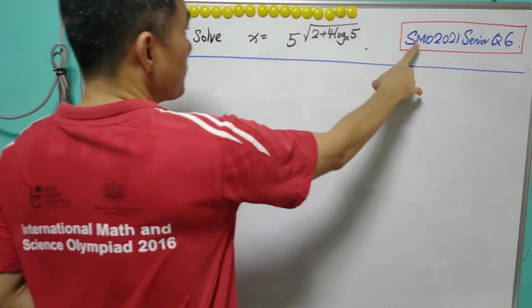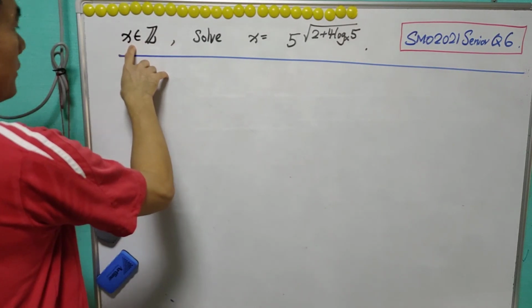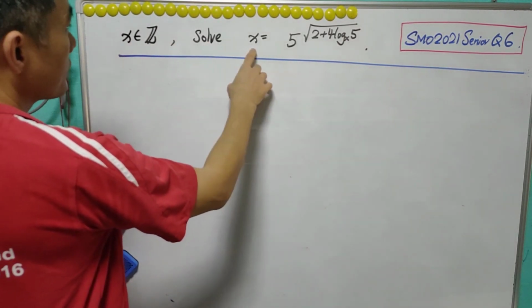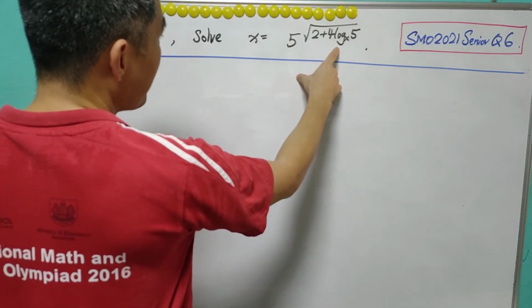So this question comes from SMO 2021 Senior section, question number 6. Given that x is an integer, we are asked to solve the equation x equals 5 to the power of square root of (2 plus 4 log base x of 5).